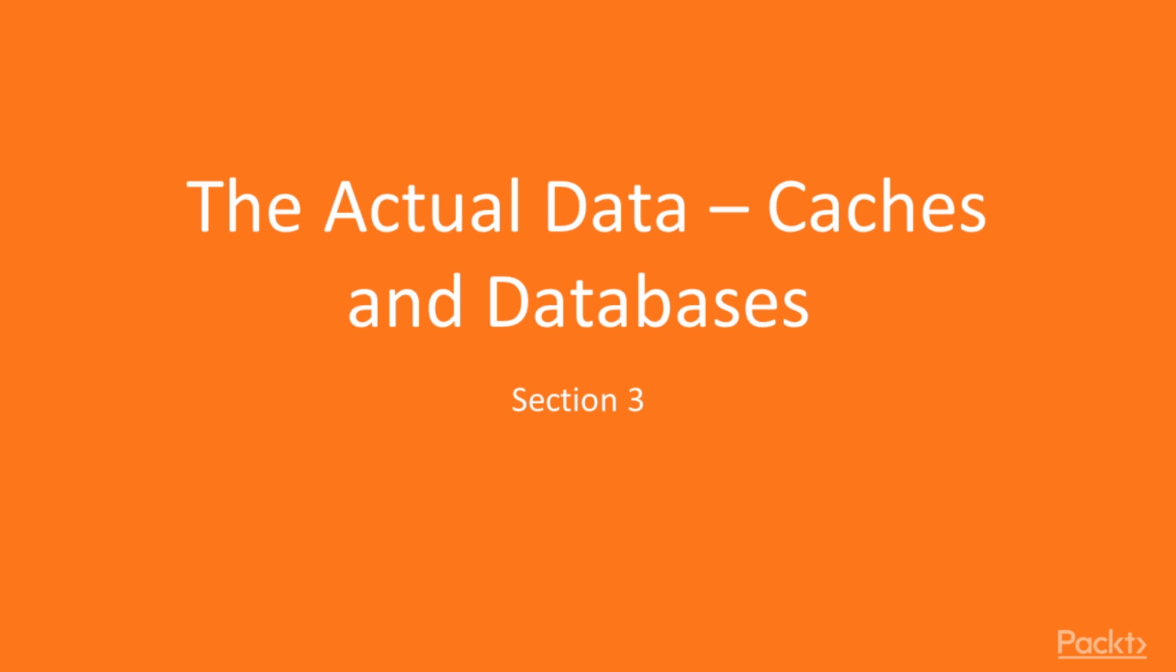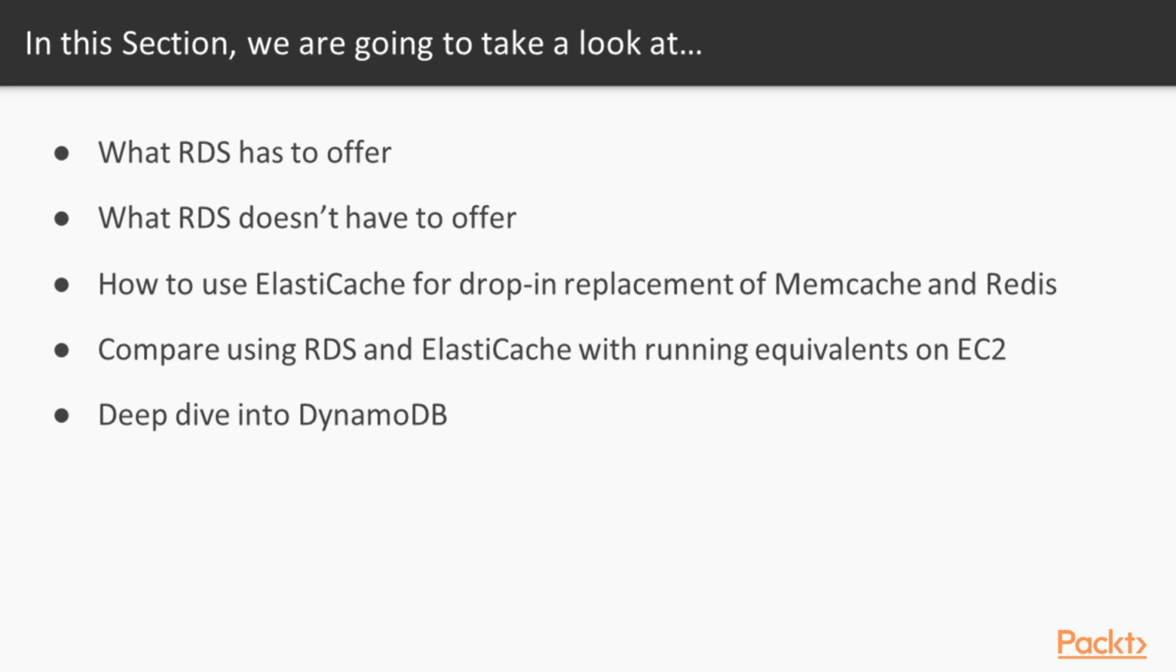Hello and welcome back to this next section. AWS offers a variety of managed caches and databases. To choose the best one for the job, you need to be aware of all the pros and cons. That's why in this section we will discuss what Relational Database Service (RDS) can offer, how to use it, and what to look out for.